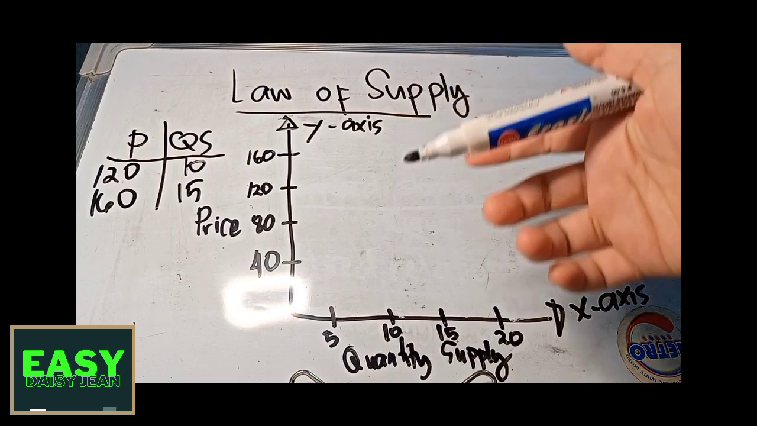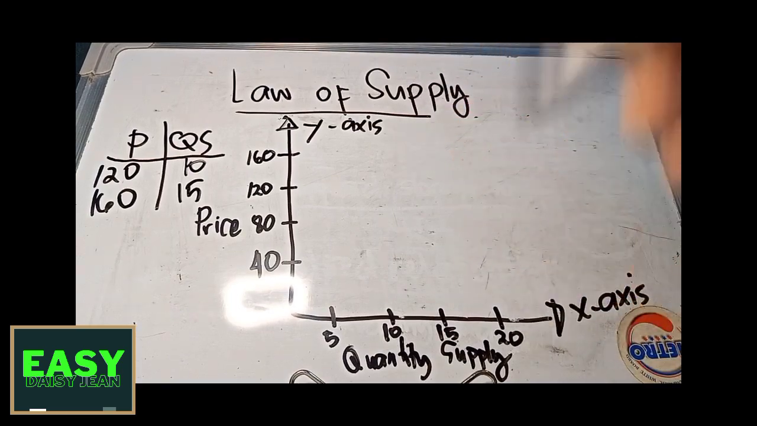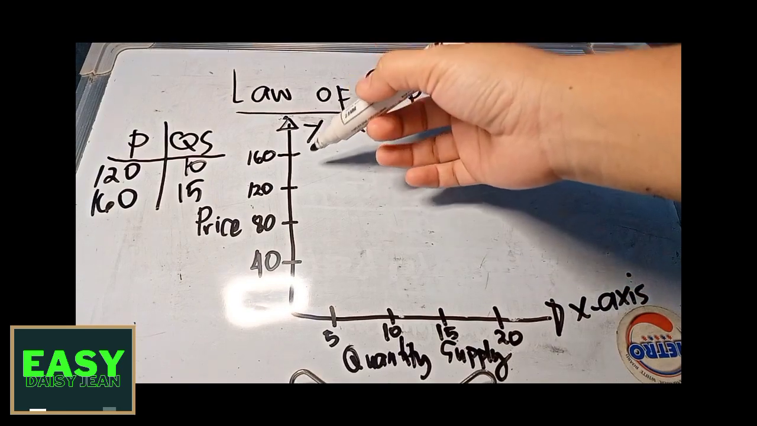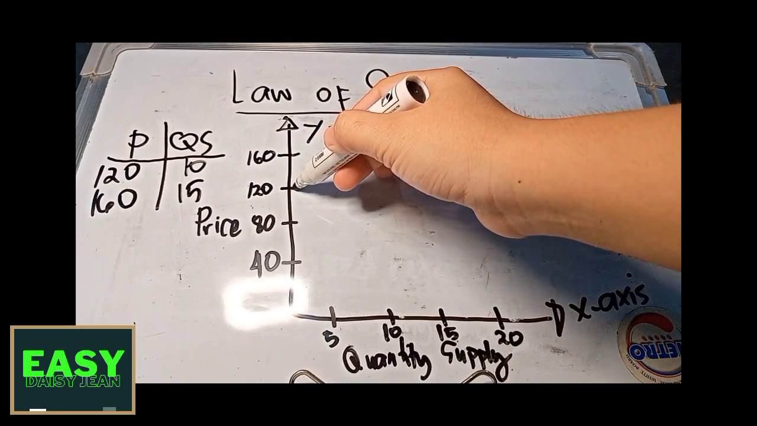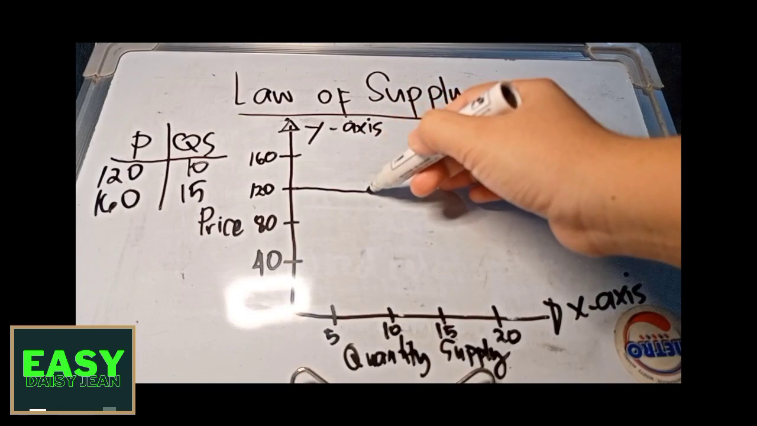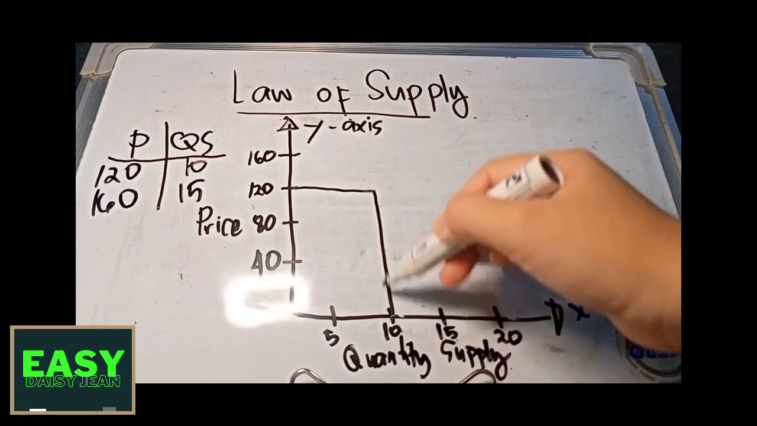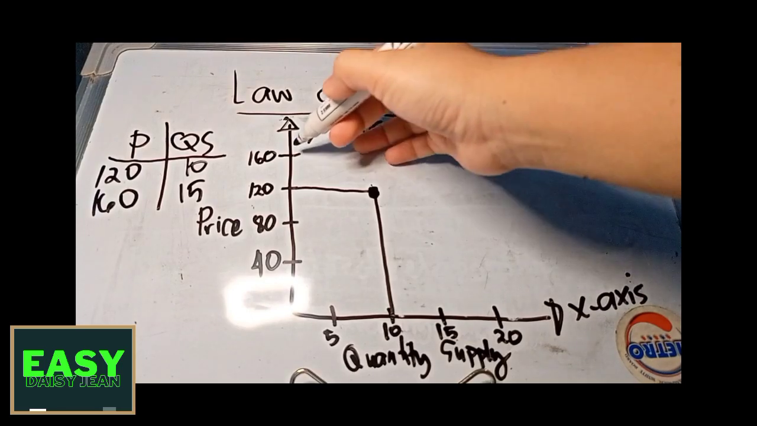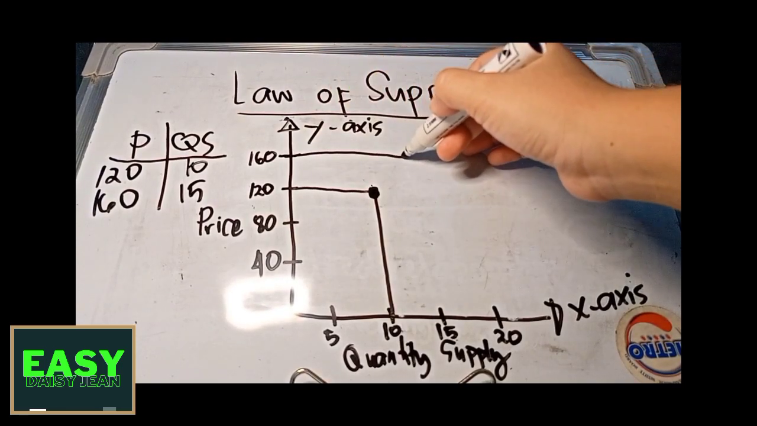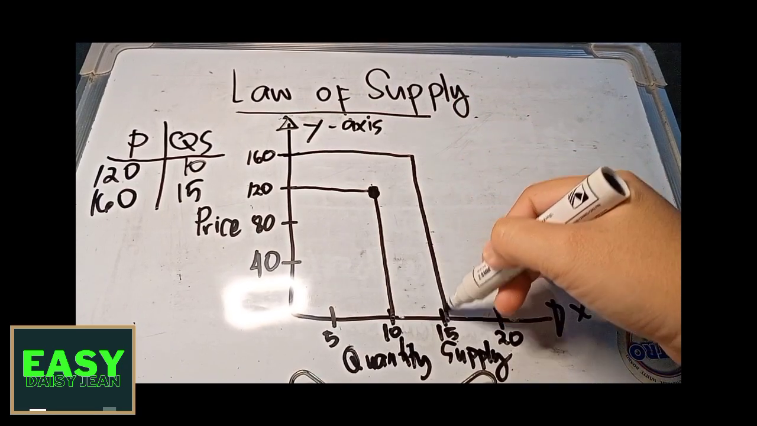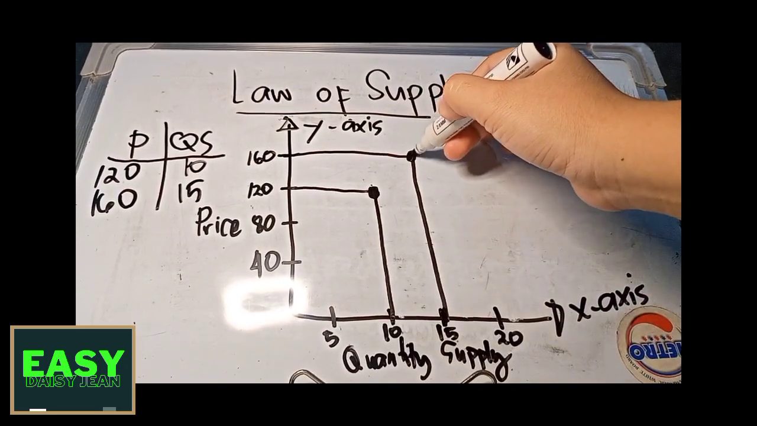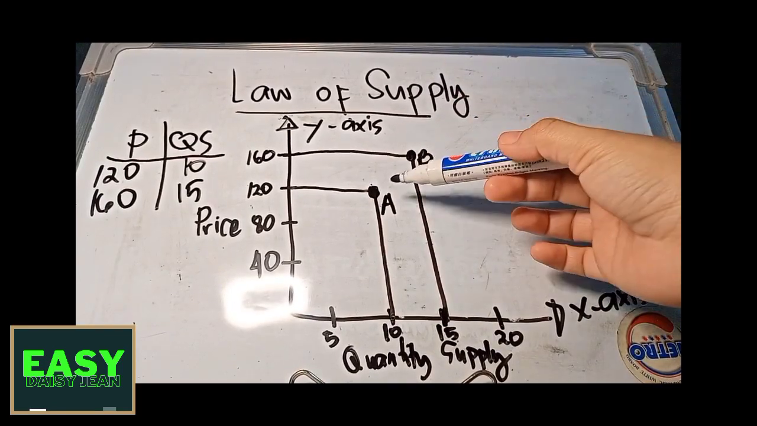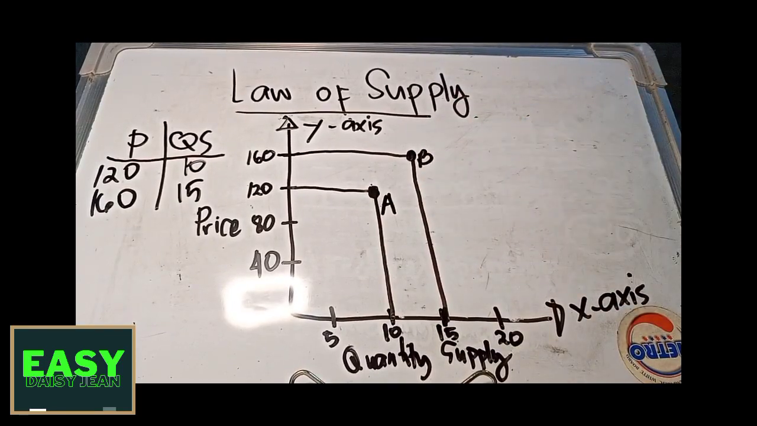You are to identify where is the point A and the point B. So, when the price of the product is 120, the quantity supply is 10. So, this is your point A. And then, when the price is 160, the quantity supply is 15. So, that is your point B. Right? So, this is your point A and this is your point B.